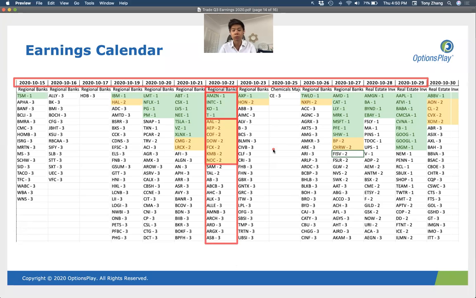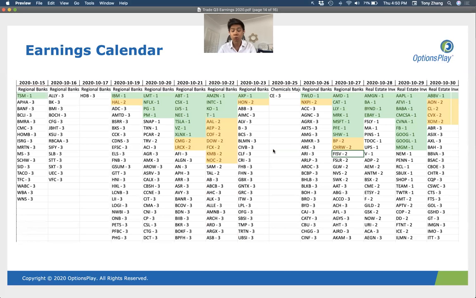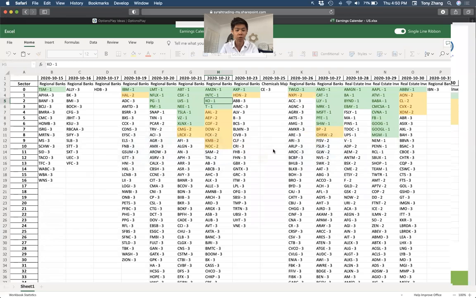You don't want to trade the ones that aren't very liquid, because you're going to have a lot more trouble buying and selling those options and being able to get in and out of those trades. So whenever you're thinking about trading options, make sure you use our earnings calendar. I'm going to show you again.